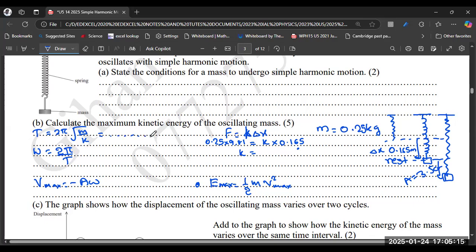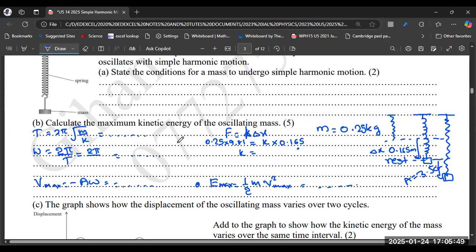I hope someone would help me to find the T value. Mass is 0.25, K is obtained from here. Then use that T value here to find omega. Use that omega and A to find Vmax, and finally the kinetic energy. Can somebody tell me the values after calculating?